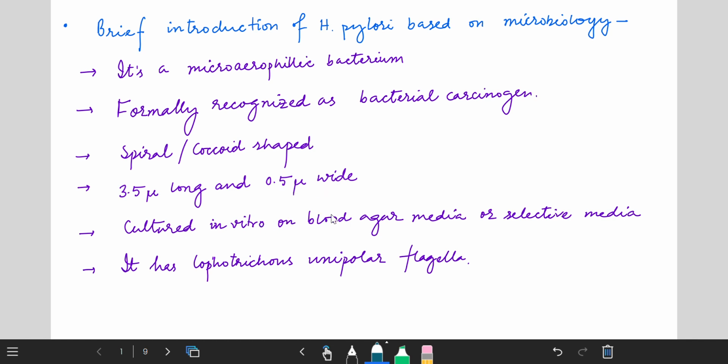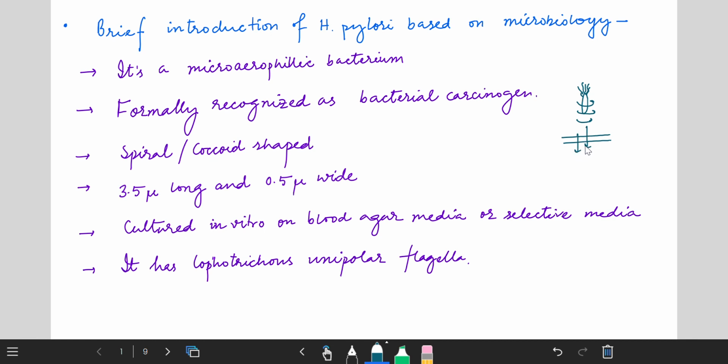Cultured in vitro on blood agar media or selective media, it has lophotrichous unipolar flagella. Lophotrichous means there is a bunch of flagella which originate from one point, and this kind of flagella helps them in polar motility. Polar motility means corkscrew-like motion. So if there is a tissue lining, and this is a Helicobacter pylori bacterium which shows the lophotrichous flagella, it will show corkscrew-like motion which helps it invade into the tissue lining.